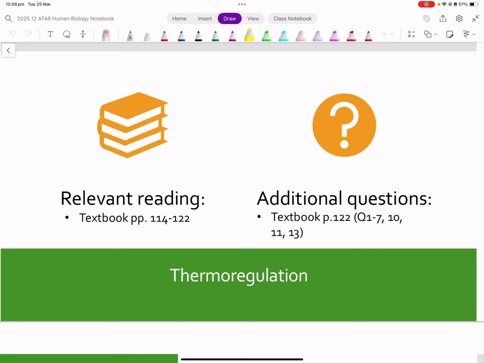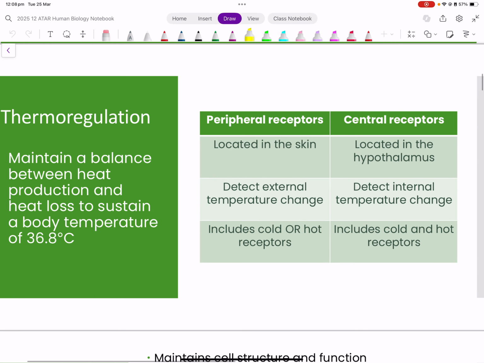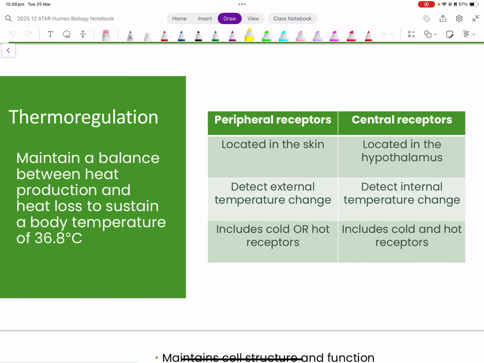The first main example of homeostasis that we're going to have a look at is thermoregulation. So, what is thermoregulation? Well, if homeostasis is the maintenance of a constant internal environment despite changes to the external environment, thermoregulation is the maintenance of a heat production and heat loss system in order to sustain our body temperature at 36.8 degrees, aka thermoregulation is our body's ability to maintain a constant temperature despite changes to the external environment.